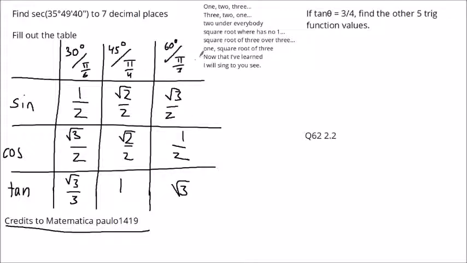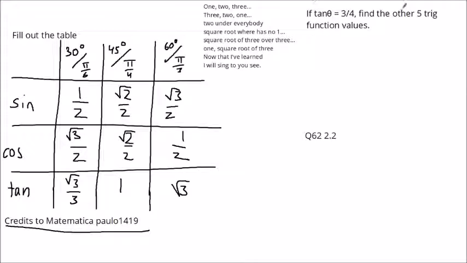There you go. This is just a way to find the trig functions of pi over 6, pi over 4, pi over 3, 30, 45, 60 easily, right? To remember them. There's another way. I will tell you later.